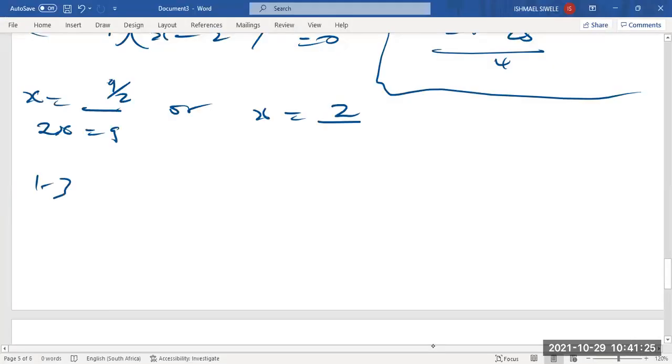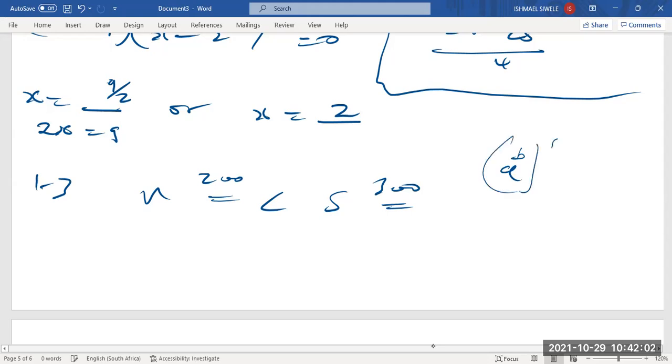So n exponent 200, and they're saying this is less than 5 exponent 300. This is what they are expecting us to work out. How can we make this to be to the very same exponent? Through the laws of exponents, if I have a exponent b, I can raise it to an exponent x, and the laws of exponents say you take the base and multiply the exponents, so I have a exponent bx. So I can make these two to be raised to the very same exponent.